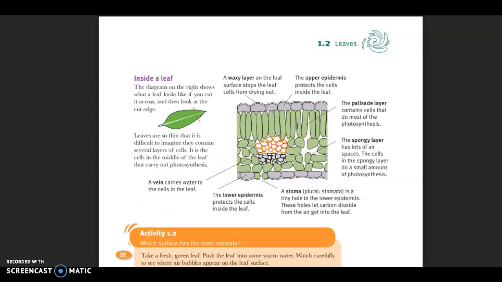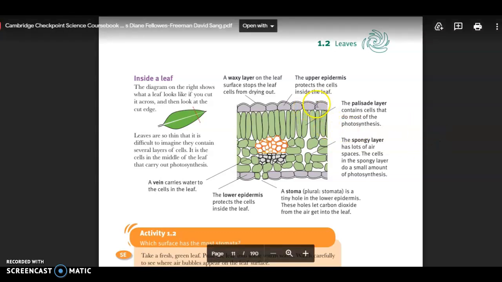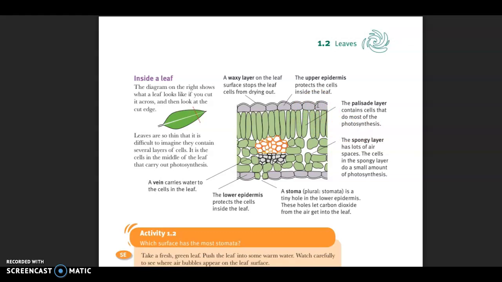Let's go over the layers of the leaf. We have first the waxy layer, which helps keep the leaf from drying out. Under that is the upper epidermis. This protects the inside. Under that is the palisade layer, which contains most of the cells that do photosynthesis. Under that we have the spongy layer, which has not a lot of photosynthesis happening, but a lot of space for air and gas to pass through. In the bottom layer, the lower epidermis, we have little holes called stomata, and this is where the gas exchanges, the CO2 for the H2O.